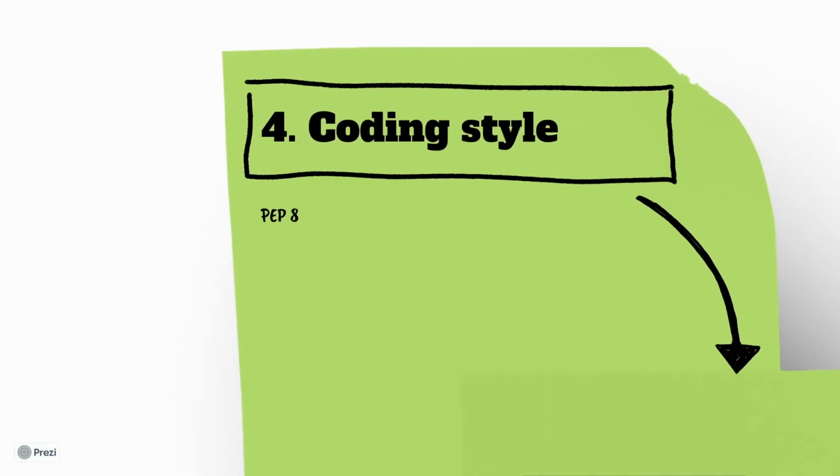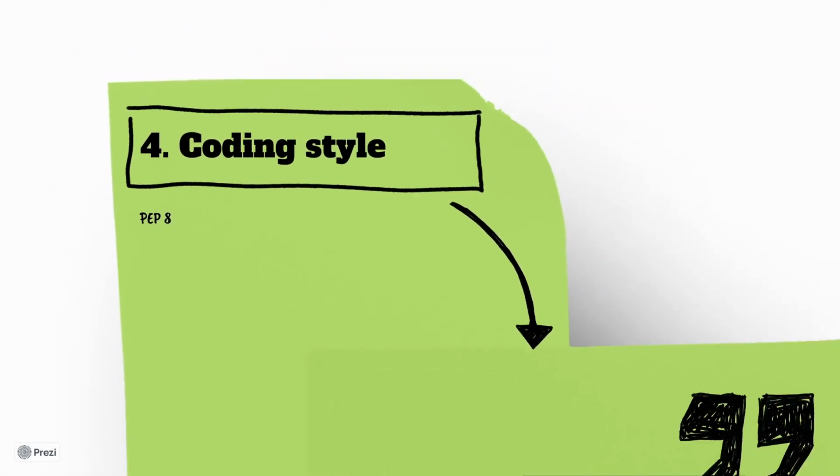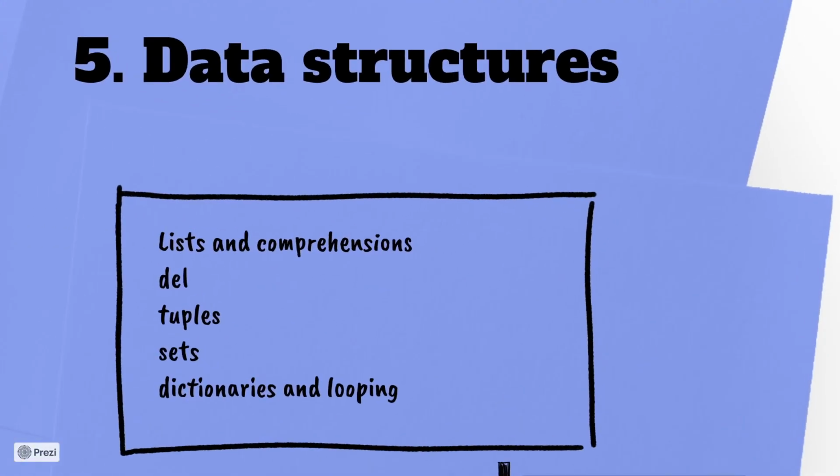Now that we're warmed up and have some of the basics in place, we will learn how to make our code adhere to industry standards. We will learn about PEP8. You will really enjoy this topic. We will use our knowledge of data types, which we learned in lesson 1, to build more powerful data structures.